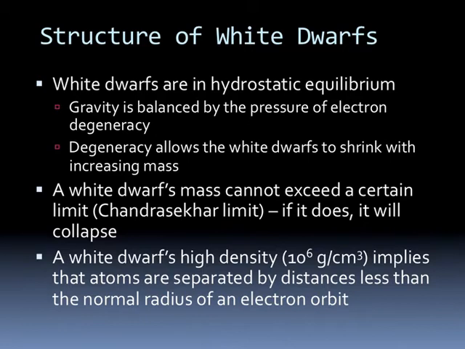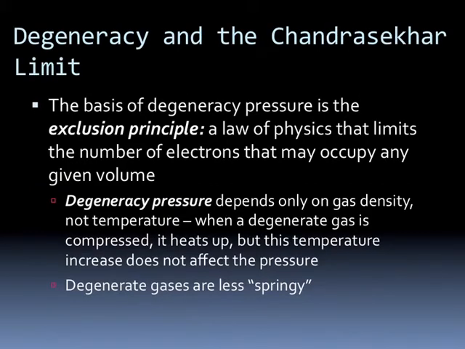Degeneracy allows the white dwarfs to shrink with increasing mass. A white dwarf's mass cannot exceed a certain limit called the Chandrasekhar limit. If it does, it collapses. And the white dwarf's high density, about 1,000,000 grams per cubic centimeter, implies that atoms are separated by distances less than the normal radius of an electron's orbit in an atom. The basis of degeneracy pressure is something called the exclusion principle. It's just a law of physics that limits the number of electrons that can occupy any given volume.